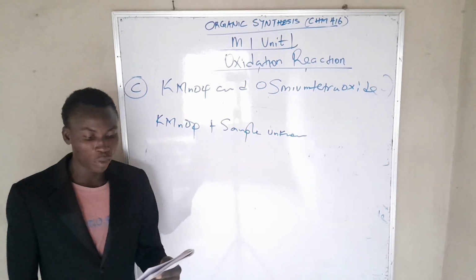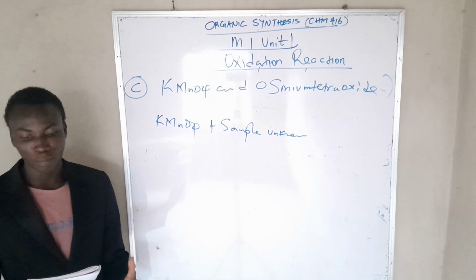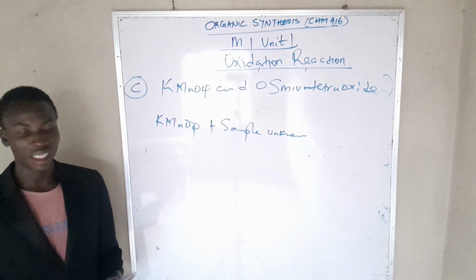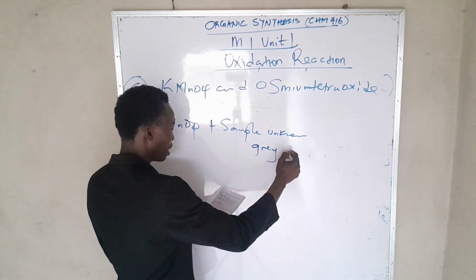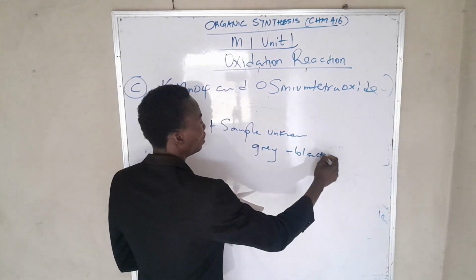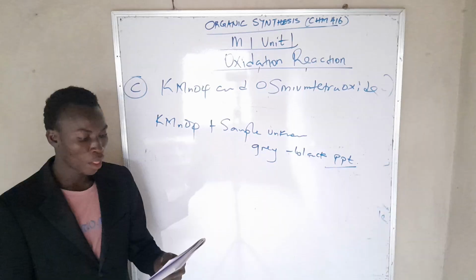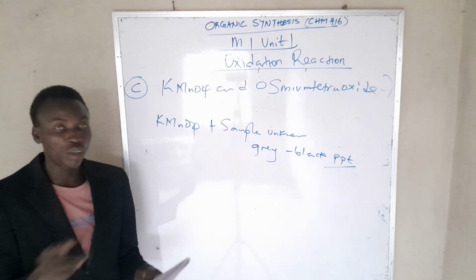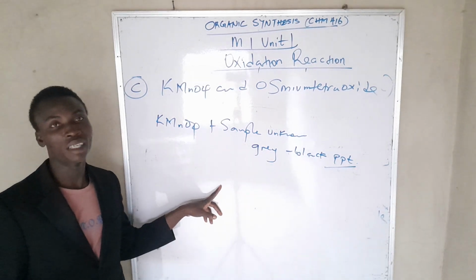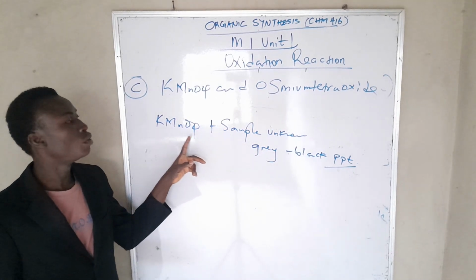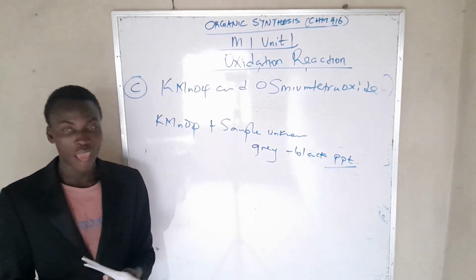So what we observe there is the color discharged, with a gray-black precipitate of MnO2. Exactly. There is a formation of what we call a gray-black precipitate. Take note of that. A gray-black precipitate will be formed there. So the resulting compound here is what we call alkene. So that means there is presence of alkene in the compound, for the purple color of KMnO4 to have changed to gray-black. Okay, I proceed.